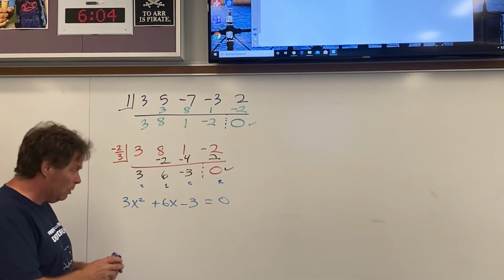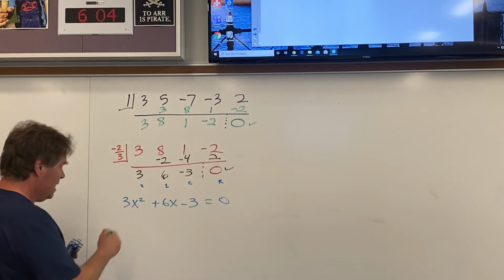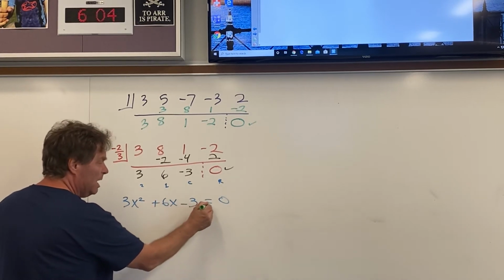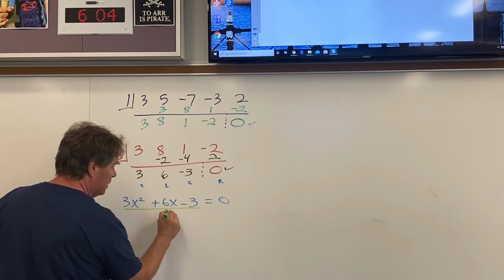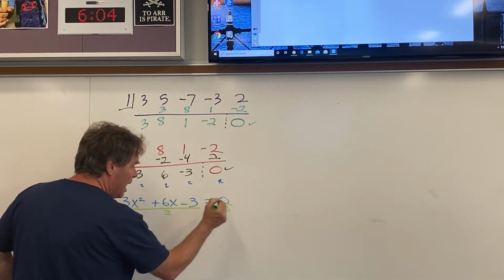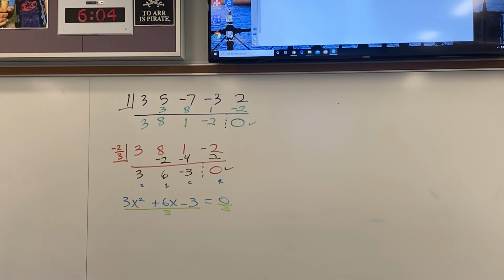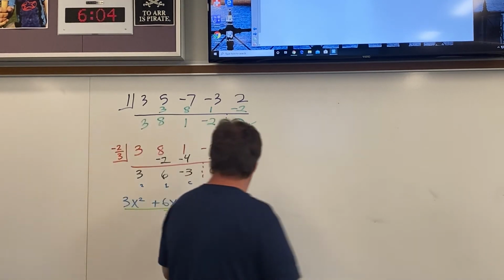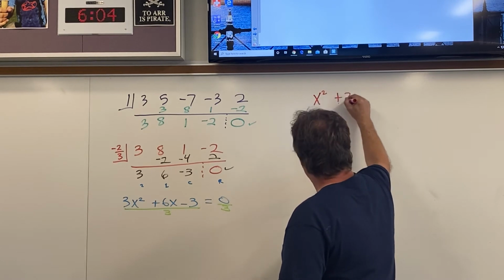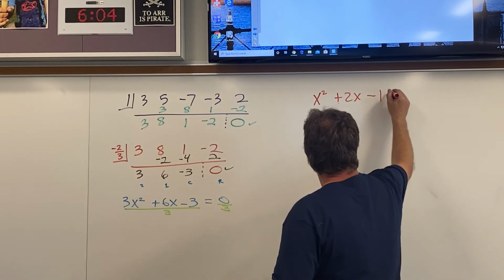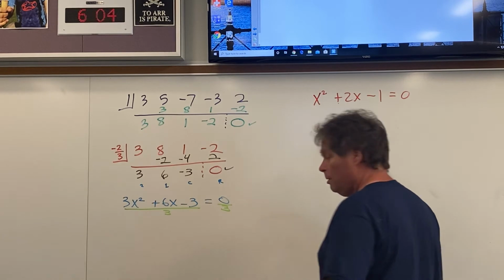But what I would notice is, wait a minute, everything has a 3, right? So if I want to make it a little easier on myself and less reducing and deal with smaller numbers, I can divide both sides of that by 3. When I do that, look what happens. I get x squared plus 2x minus 1 equals 0.